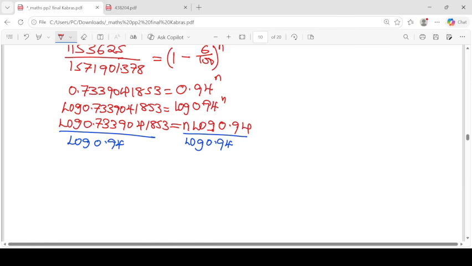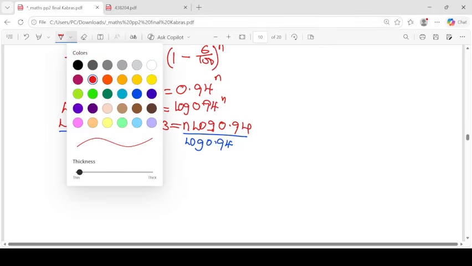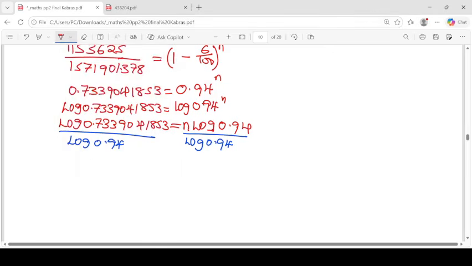On the left, when I take the log of 0.733904,1853 divided by the log of 0.94, I now get 4.999996 is equal to n.